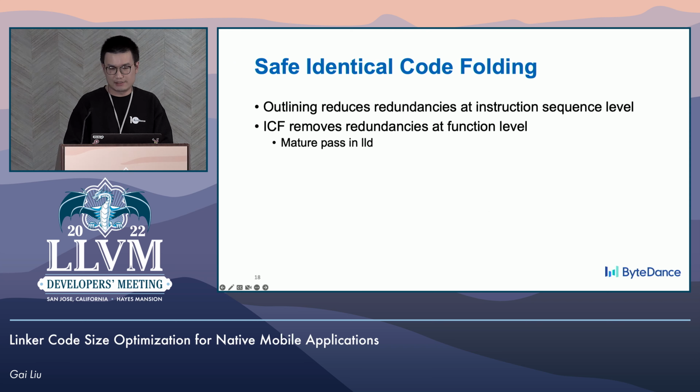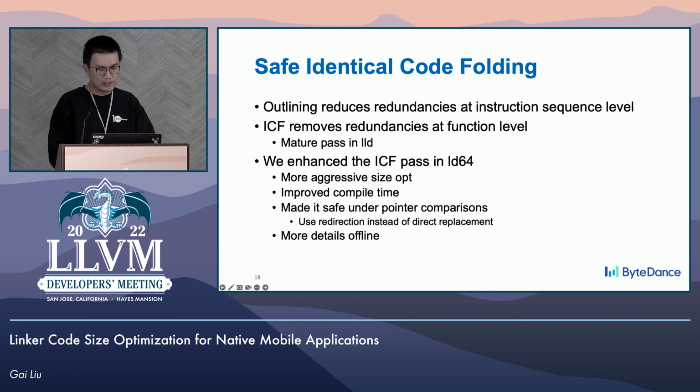In addition to the outlining pass, we also worked on another pass called identical code folding. Outlining reduces redundancy at the instruction sequence level, while ICF detects and removes functions that have identical instructions. ICF is already a mature pass in LLD, and here we enhanced the existing ICF pass in LD64. Specifically, we made the size optimization more aggressive. We improved the compilation time of the pass and made it safe under pointer comparisons by using redirections when jumping to identical functions. I'm going to skip the details on this too, and I'm more than happy to chat about this offline.